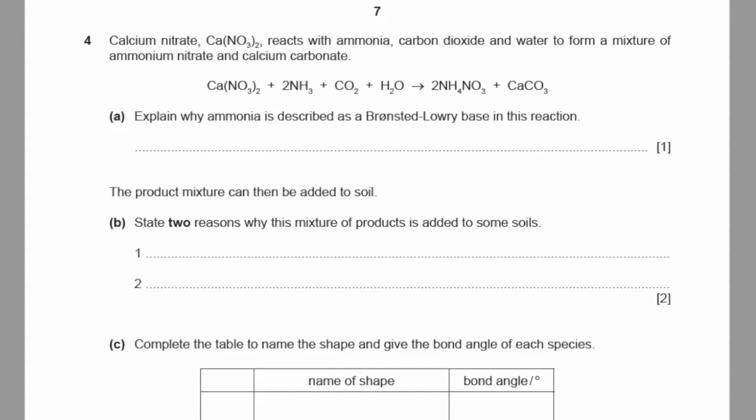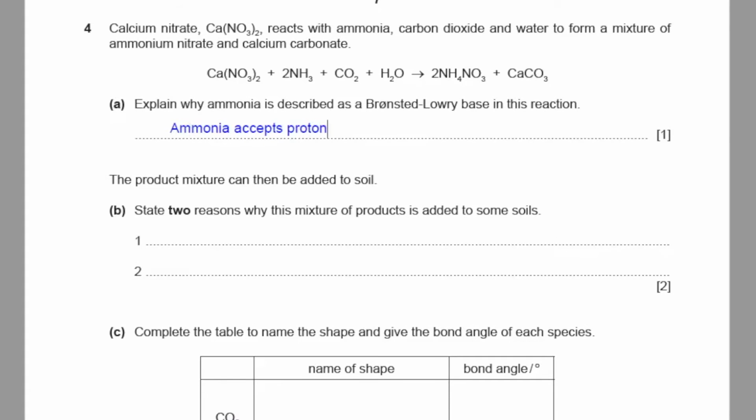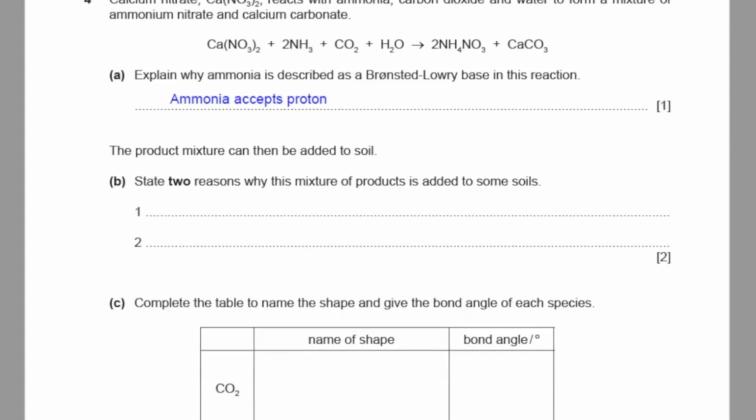Question number 4, calcium nitrate reacts with ammonia, carbon dioxide, and water to form a mixture of ammonium nitrate and calcium carbonate. Part A, explain why ammonia is described as a Bronsted-Lowry base in this reaction. So, ammonia accepts a proton, because a Bronsted-Lowry base is a proton acceptor. The product mixture can then be added to soil. Part B, state 2 reasons why this mixture of products is added to some soils.